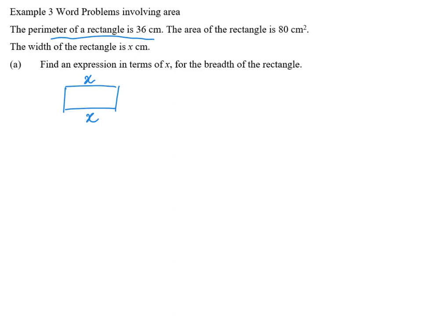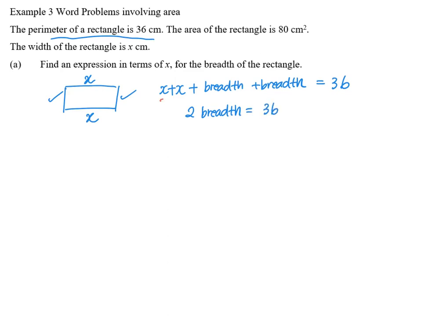Perimeter will be 36, is made up of taking x plus the breadth and the breadth, so it will be x plus x plus breadth plus breadth equals 36. Let's try to simplify, finding the breadth in terms of x. So in this case, I have 2x plus 2 times the breadth equals 36. There is 2x over here, so bring it over, it will become minus 2x.